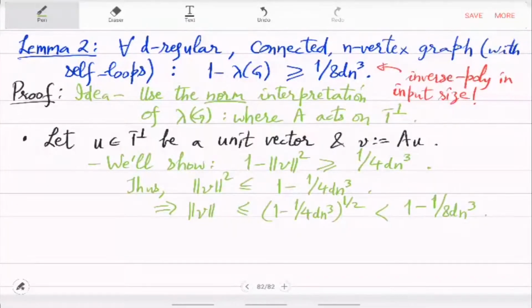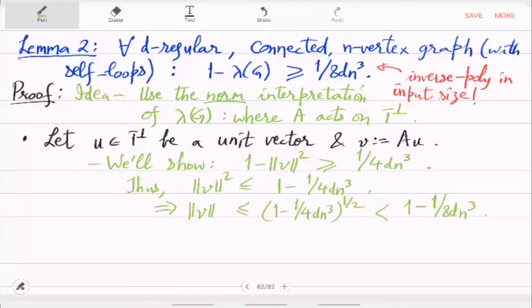We will start with 1 minus norm of v square. We will show that this is small, and because this is small, norm of v will be smaller than 1 minus 1 over 8 dn cube. Now this will mean that 1 minus norm of v is large, and 1 minus norm of v is actually 1 minus norm of Au, which will exactly tell you about lambda G. So you will have the statement in Lemma 2. So we will now focus on 1 minus norm of v square for this reason.